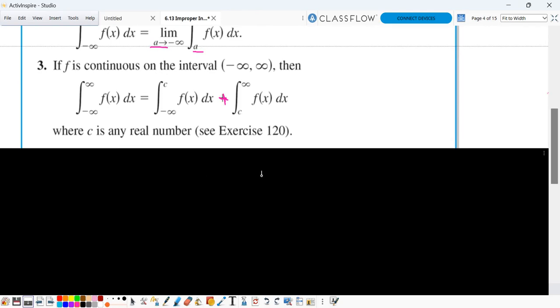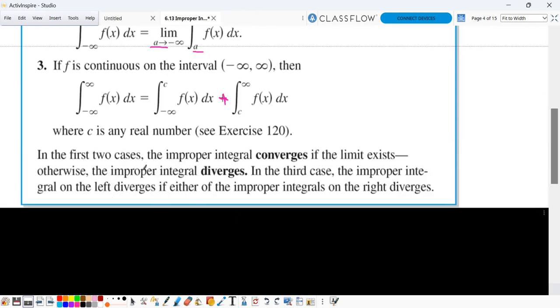Now, the good news is if one of the integrals diverges, you don't have to do the other one. So let's read this carefully. For an improper integral in the third case, if the left one diverges or the right one diverges, the whole entire integral diverges. So basically, if one of them is a party pooper, you stop working on the other one.